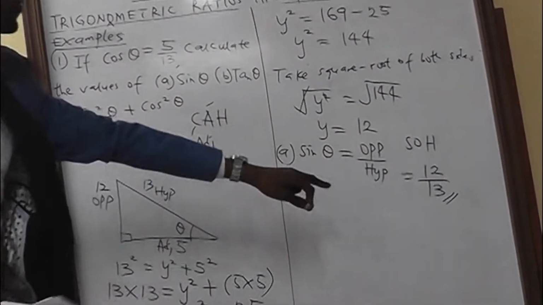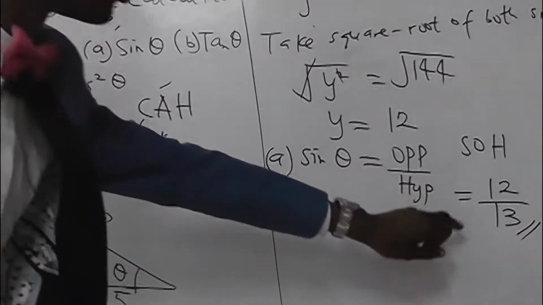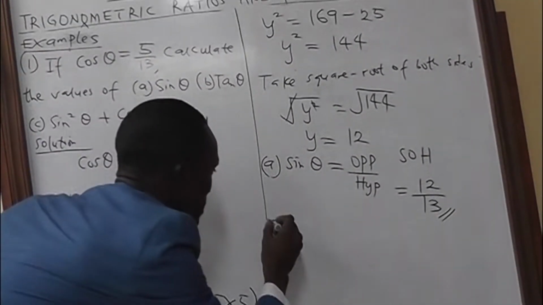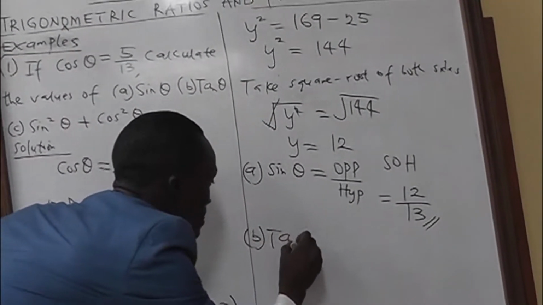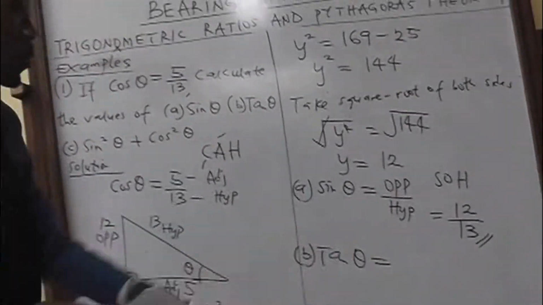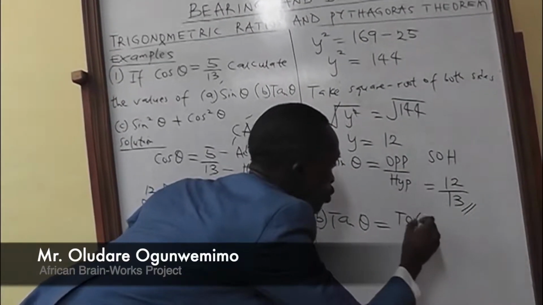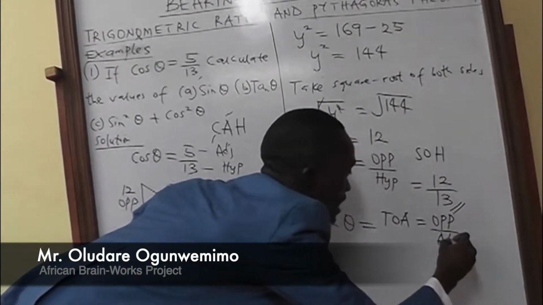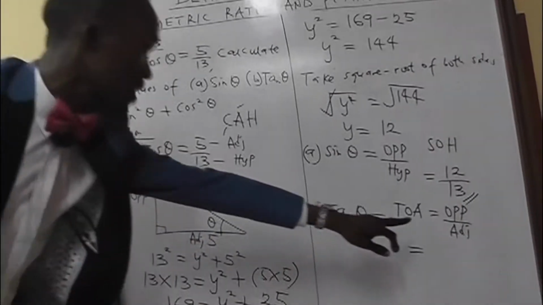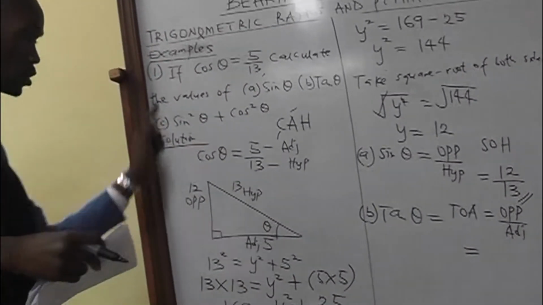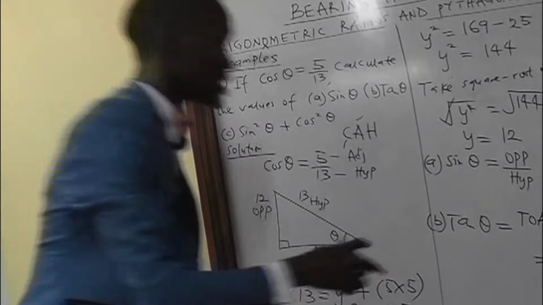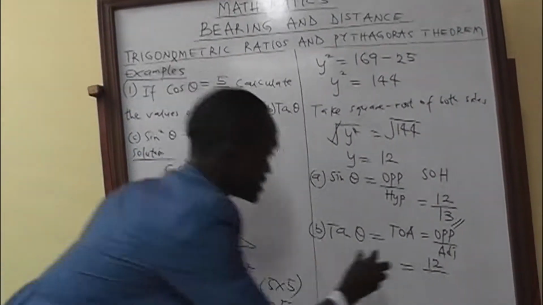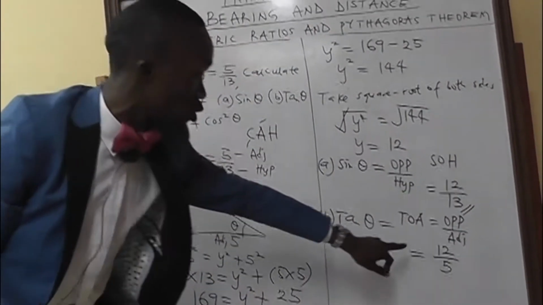So the meaning of that is sine theta is equal to 12 over 13, and cos theta is equal to 5 over 13. Now the second one, we are also to get tan theta. Tan theta, from what I explained, I said tan is what? TOA. And TOA is simply opposite over adjacent. So after that, we go back to our triangle. Which side is representing opposite? That is 12. And which side is representing adjacent? That is 5.